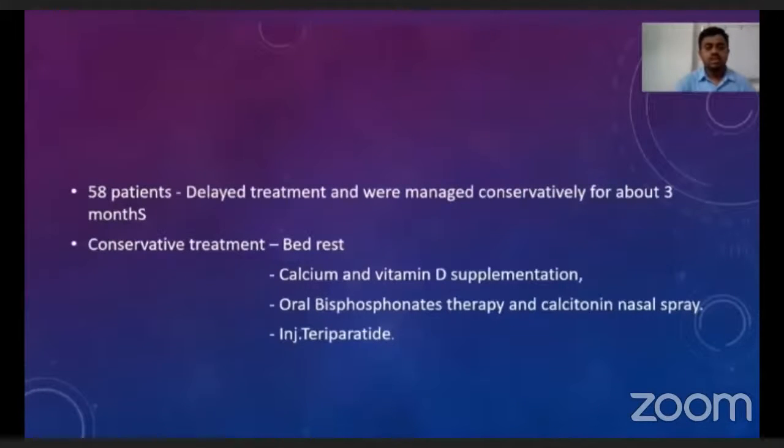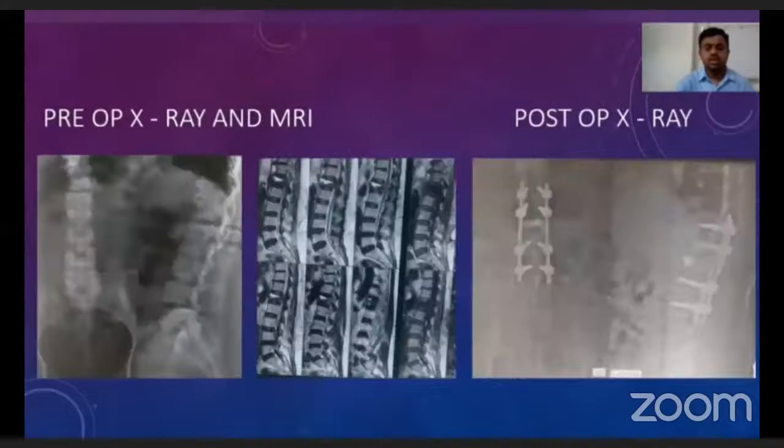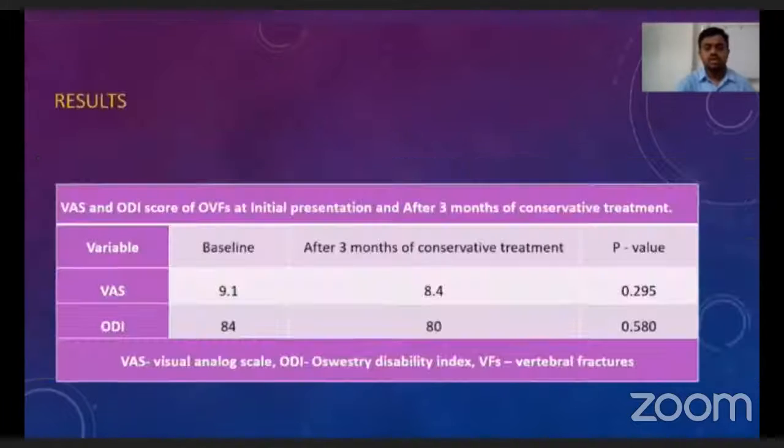In our study, 56 patients underwent delayed treatment and were managed conservatively with bed rest, calcium and vitamin D supplementation, oral bisphosphonate therapy, and calcitonin nasal spray. Injection teriparatide was advised to all patients, to those who were willing and those for whom it was available. This is an L1 wedge compression fracture shown in X-ray and MRI. We advised vertebroplasty as the primary procedure and treated accordingly. In this case, X-ray and MRI show an L1 wedge compression fracture under OF4, so we advised stabilization as the primary procedure and treated accordingly.